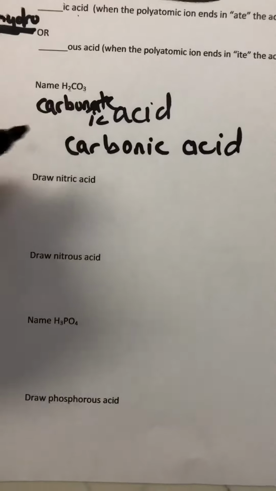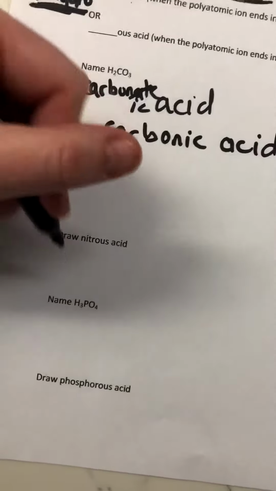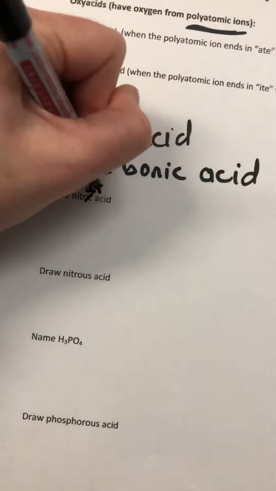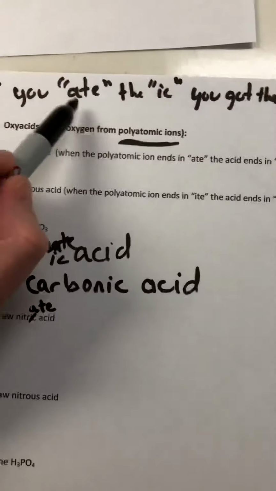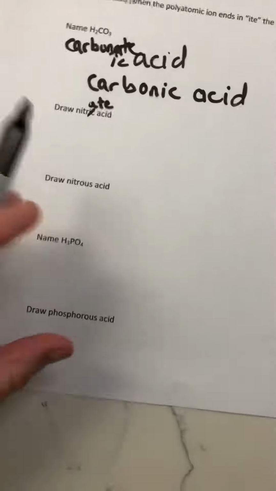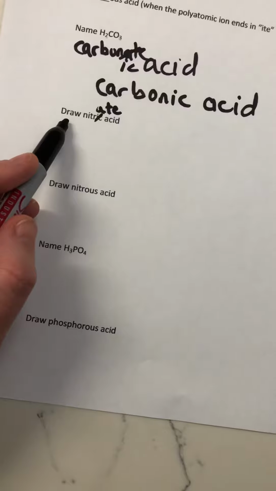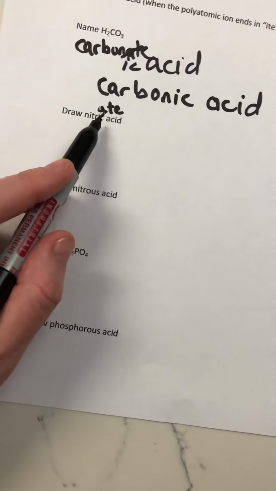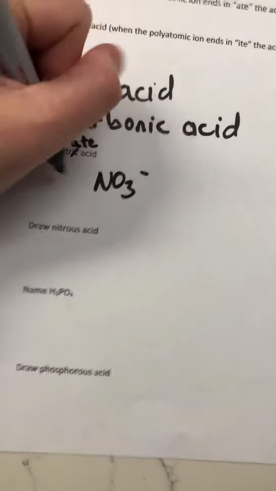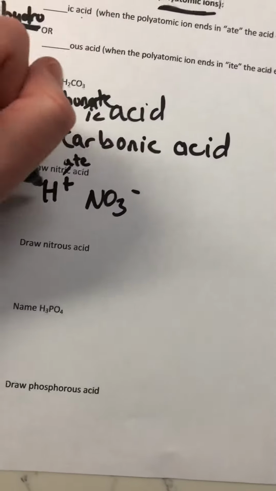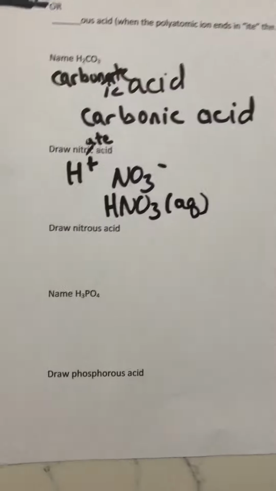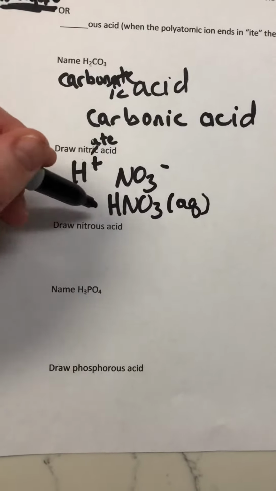Yummy. All right, this next one, nitric acid. Let's go backwards. Nitric, the -ic had to have originally been -ate. Again, if you ate the ic, if it has a polyatomic that ends in -ate, we're going to change it to an -ic acid. Therefore, if we have a nitric acid, that means it originally had to come from a nitrate. Nitrate is NO3-. To make it an acid, we have to add H+. We need one of each. And HNO3, we can make it aqueous to put a stamp on it, is nitric acid.